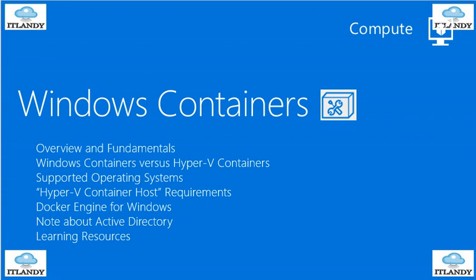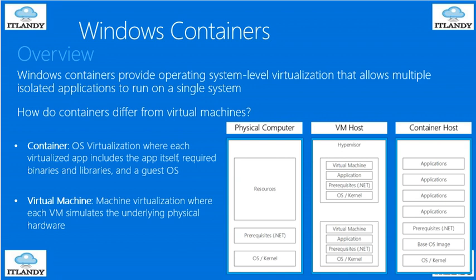So let's start. Before, as resources became more and more powerful, often the application did not utilize even a fraction of the resource provided by the physical machine. Thus, virtual resources were created to simulate the underlying physical hardware, enabling multiple applications to run concurrently, each utilizing a fraction of the physical resource on the same physical machine. So, Windows containers provide operating system level virtualization that allows multiple isolated applications to run on a single system.